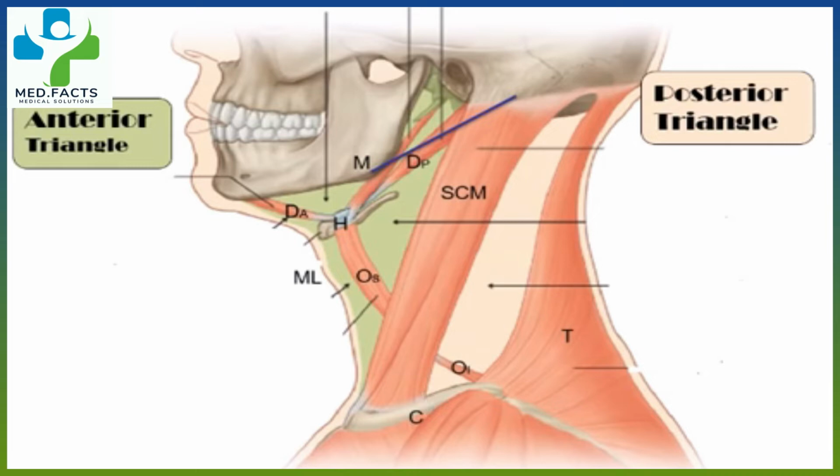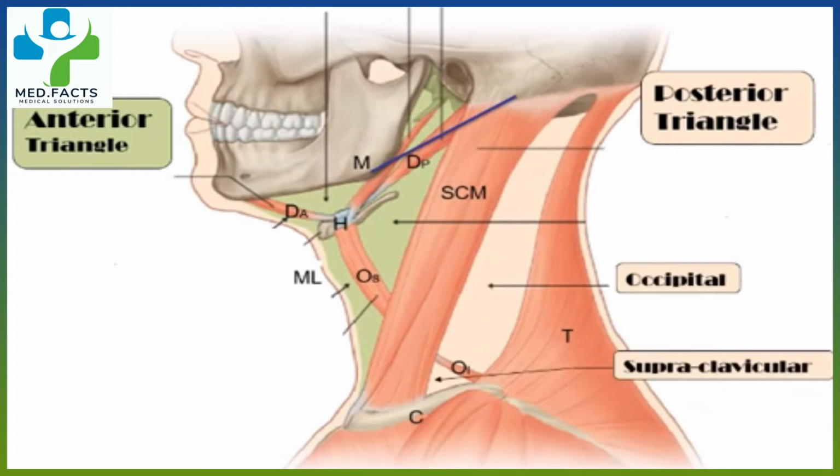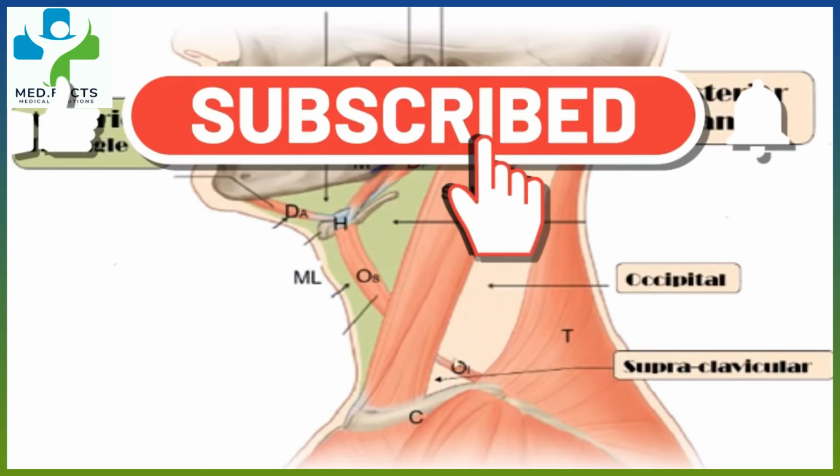Now if we want to study the boundaries of the smaller triangles within these anterior and posterior triangles: the posterior triangle, as you remember, is divided into two triangles, the occipital triangle and the supraclavicular triangle. These are the two triangles formed in the posterior triangle by a muscle here called the inferior belly of the omohyoid. This inferior belly will divide the posterior triangle into a larger triangle, called the occipital triangle, and a smaller triangle, called the supraclavicular triangle.